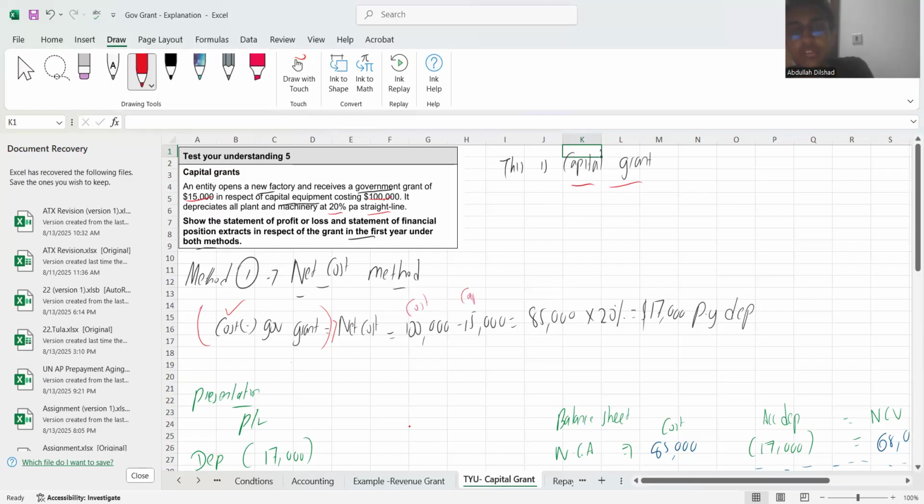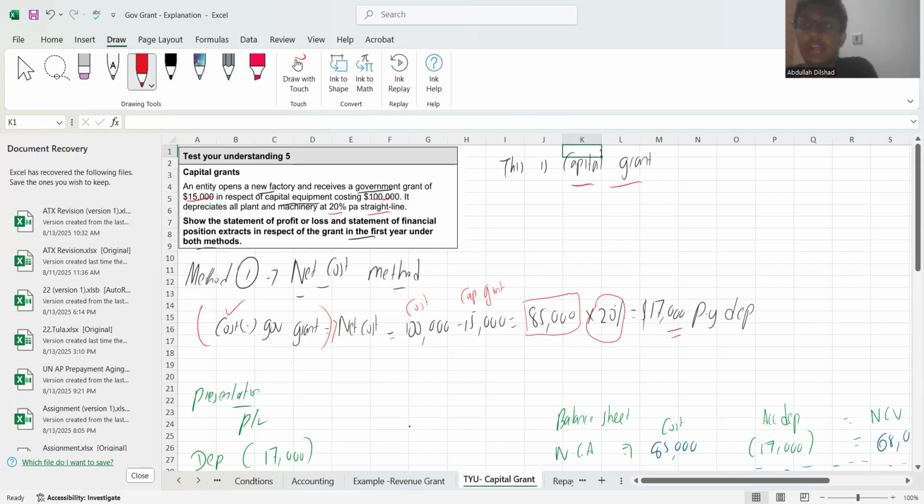Your capital grant was 15,000. Right. So you'll be arriving at a cost of 85,000. On that 85,000 only, you'll be charging 20% straight line depreciation, and you will be coming up with a depreciation per year of 17,000.